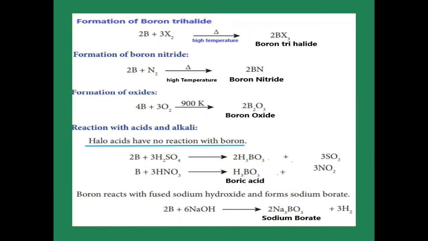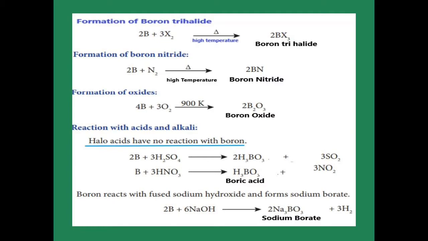When boron is added with the halogens, X2 meaning halogen, at high temperature we get boron trihalide. The valency of boron is +3 and halogen is -1. Applying the crisscross method we get BX3. So boron always forms trihalide alone.